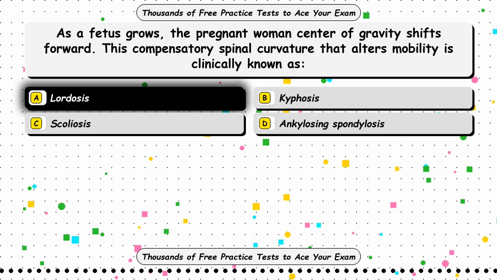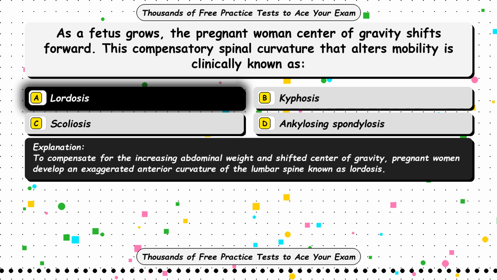The correct answer is option A, lordosis. To compensate for the increasing abdominal weight and shifted center of gravity, pregnant women develop an exaggerated anterior curvature of the lumbar spine known as lordosis.